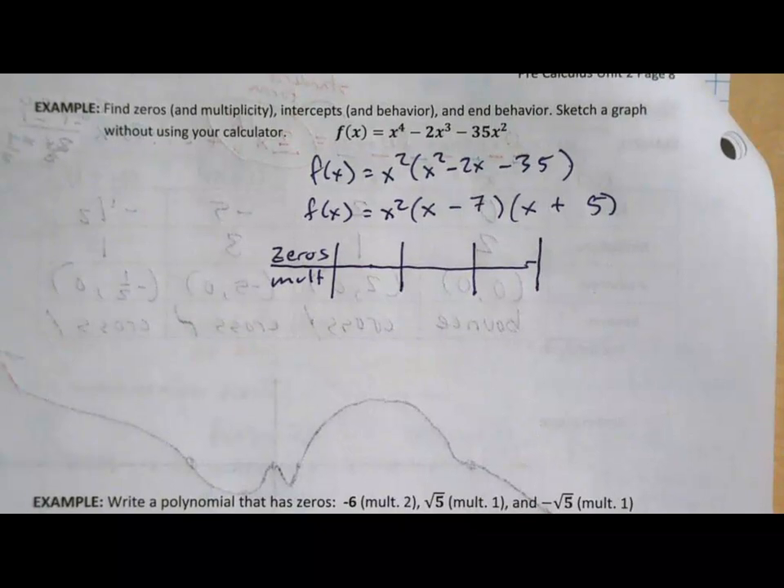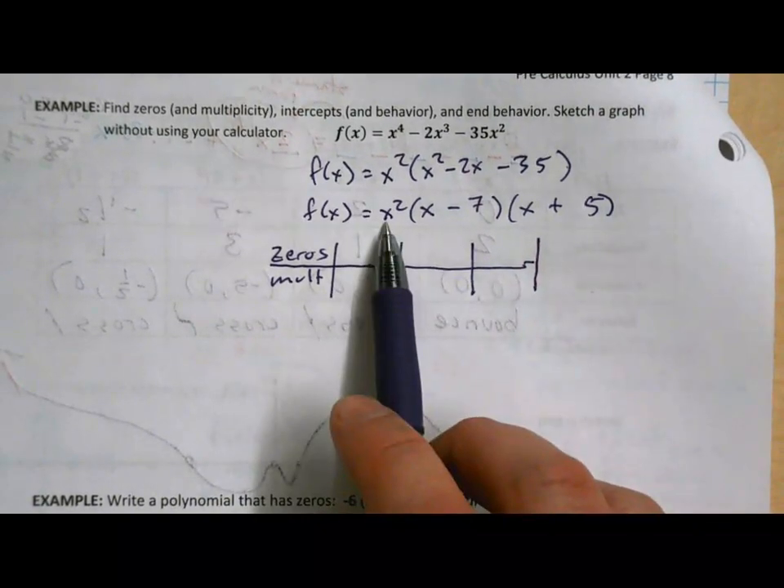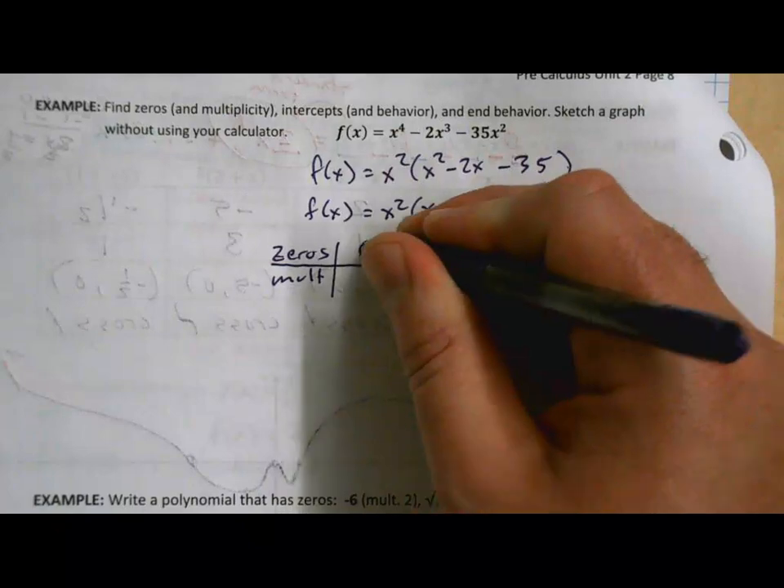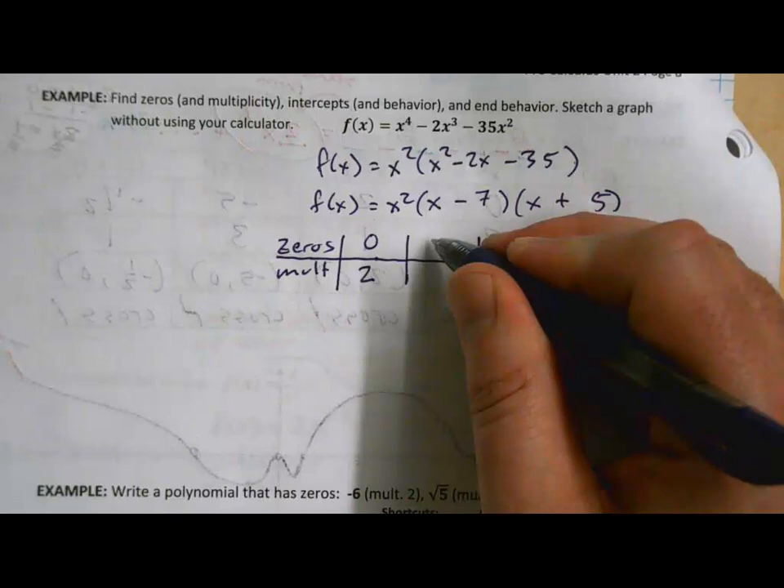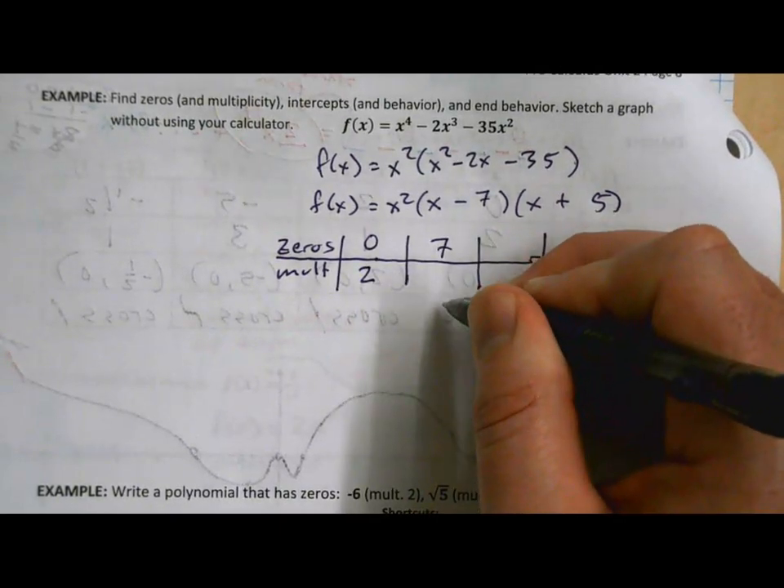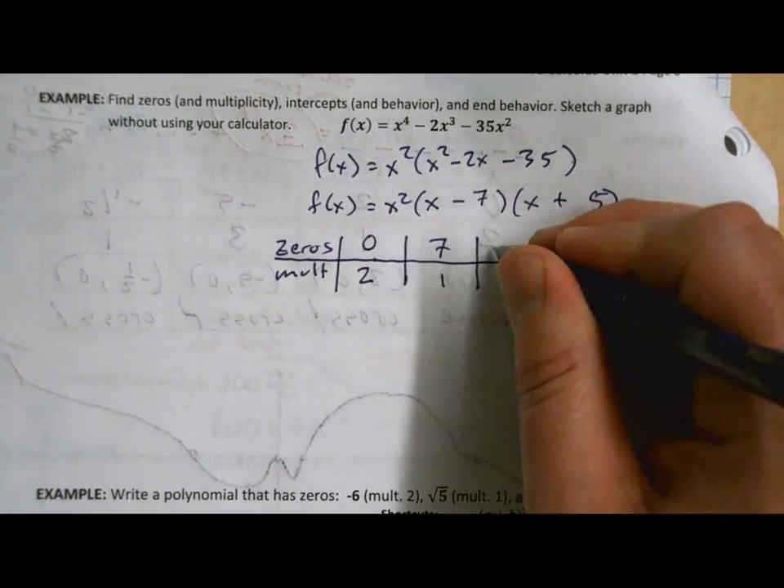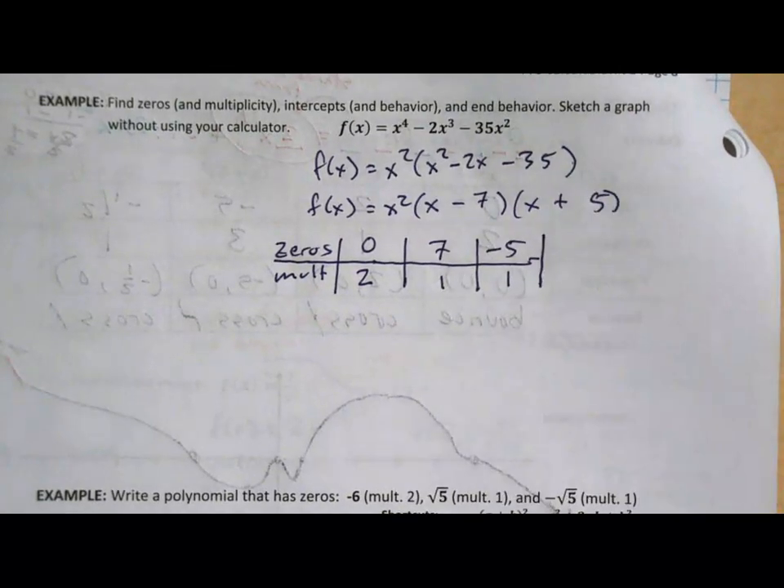I'm just going to go in the order that I've got here. This would have a 0 of 0, multiplicity 2. I see a 0 of 7 with a multiplicity of 1. A 0 of -5 with a multiplicity of 1.